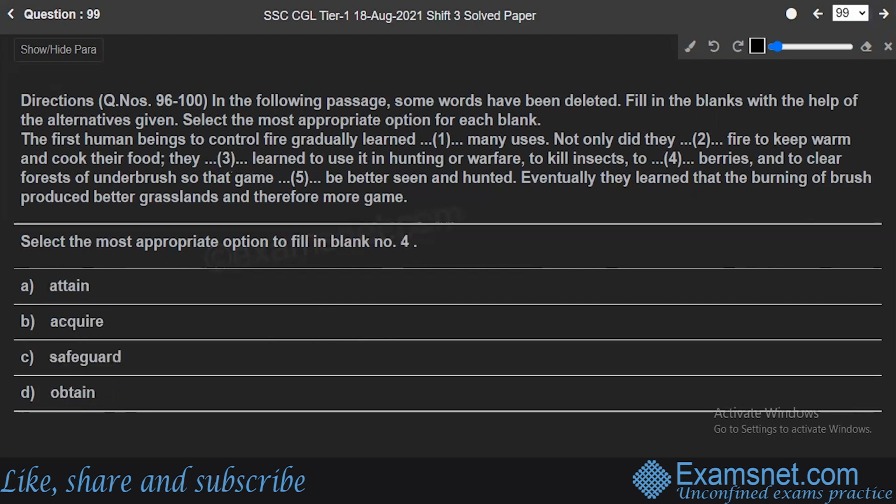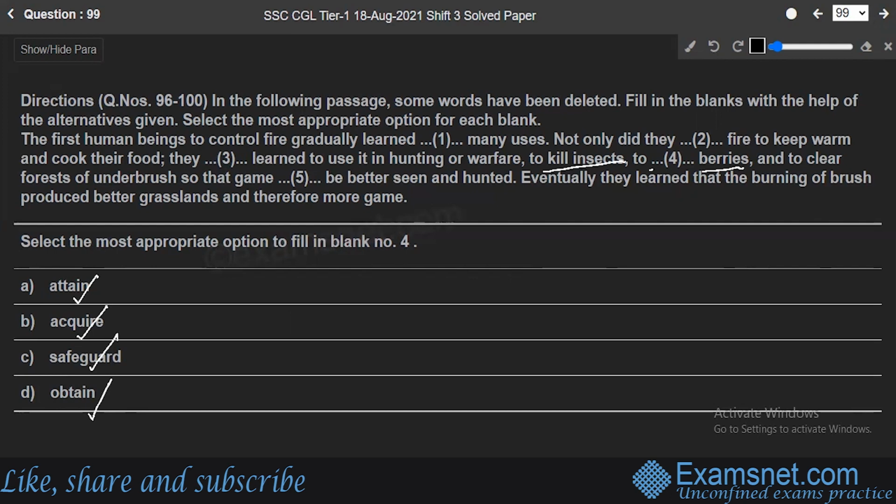Next is question number 99. So you have to fill in the fourth blank. It says to kill insects, to dash berries, and to clear forests and underbrush. So to clear berries, to attain berries, to acquire berries, to safeguard berries, or to obtain berries.